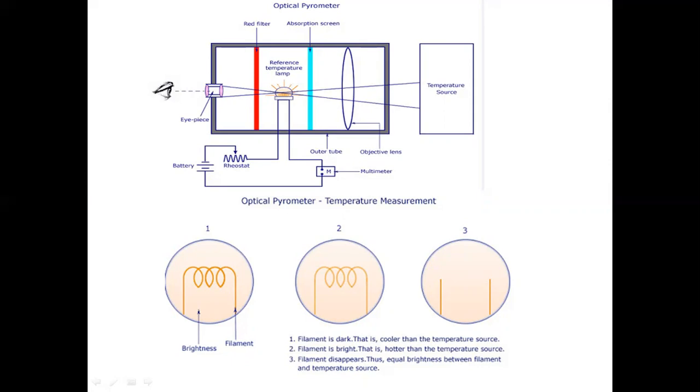Okay, so when the two brightnesses become the same, we try to find out with the help of this electronic circuit what amount of current we had supplied to maintain that brightness. Okay, so with the help of that, we make certain calibrations, and then the temperature measurement is made with the help of that brightness. So this is one kind of way of measuring the temperature.